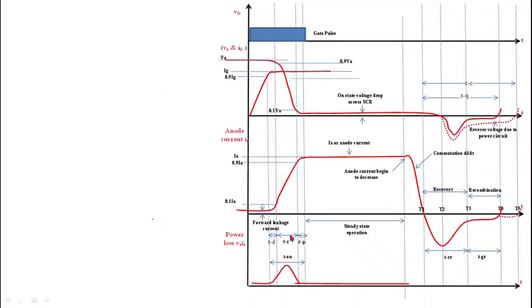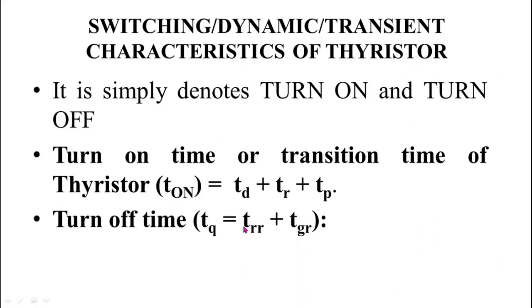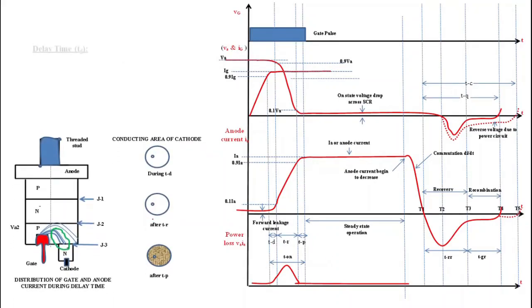So we can say that the whole characteristic is divided into 5 important time slots, that is TD, TR, TP, TRR and TGR. First we start with delay time TD. See this characteristic. Initially the thyristor is in forward blocking mode. During forward blocking mode, a small amount of current, that is forward leakage current, flows. This current is very small and voltage across thyristor during forward blocking mode is VA.